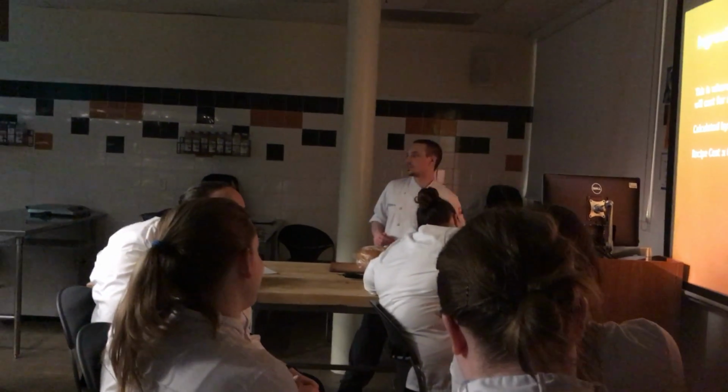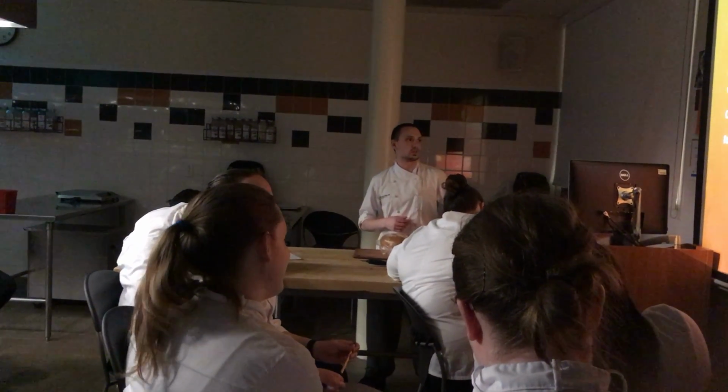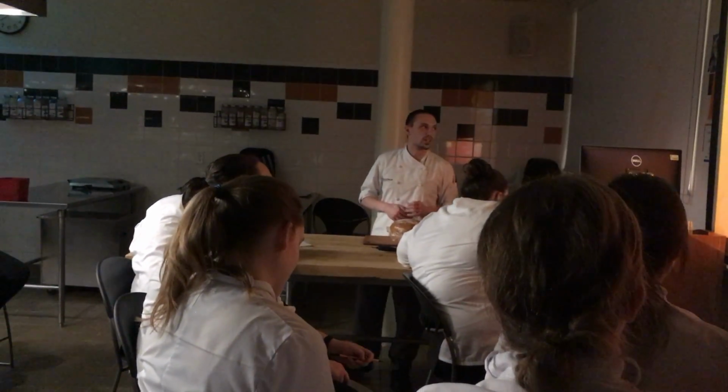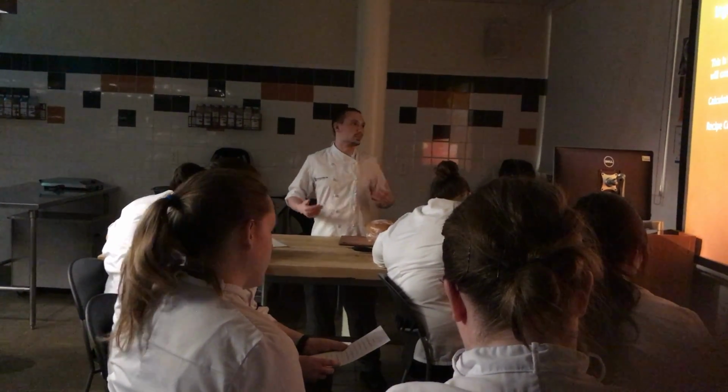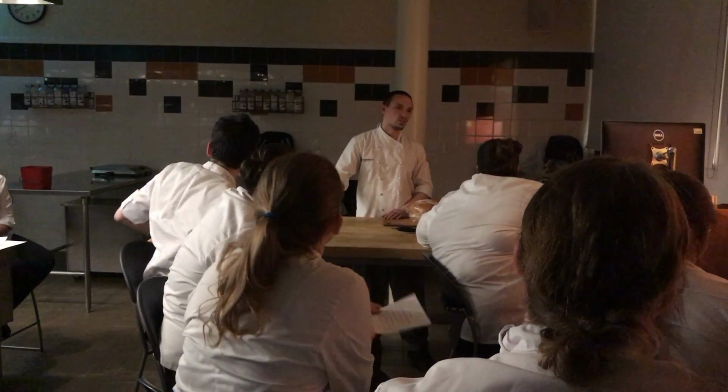Next is the ingredient cost. So this is where you place how much of a specific ingredient it will cost for the recipe. So say you need 20 ounces, it's 50 cents per ounce. That's $4 right there, $1.